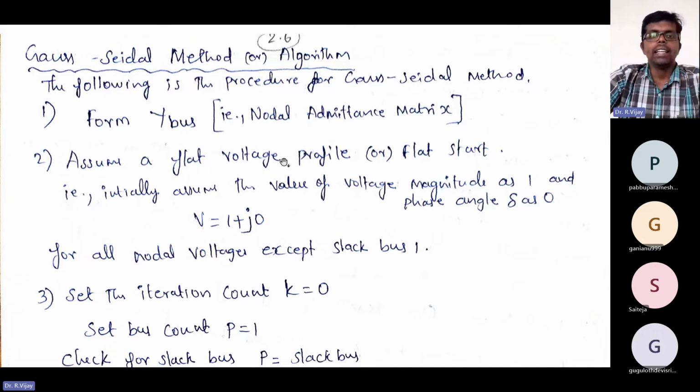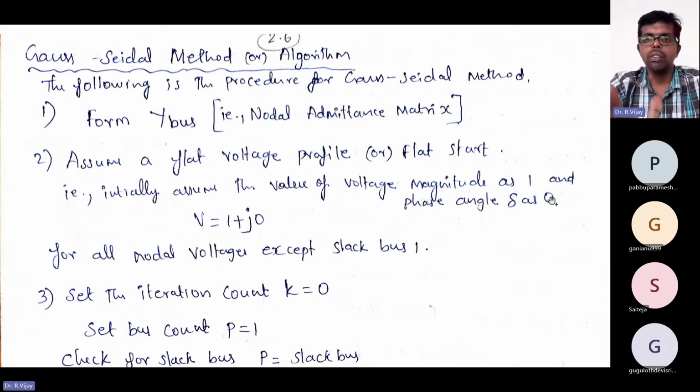Okay. Next, step number 2. Assume the flat voltage profile or flat start. That is, initially assume the value of voltage magnitude as 1 and phase angle as 0. Okay. So it means the full power, that is in per unit, no? The full voltage we are taking in that particular bus.